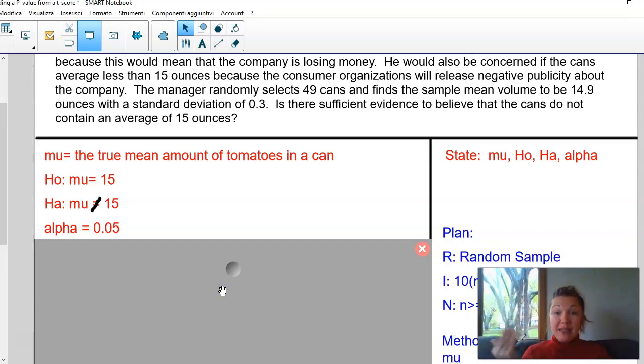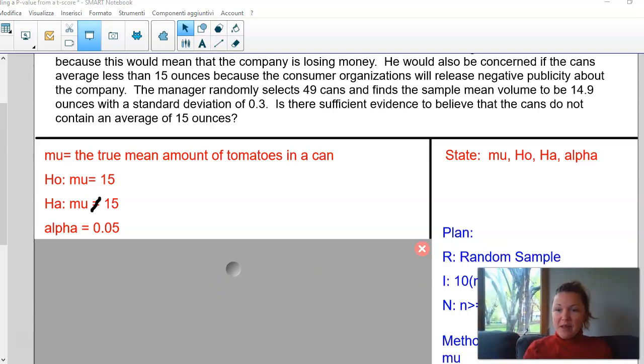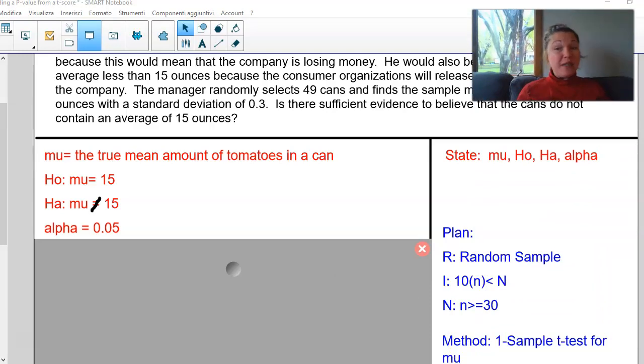Okay, so now we have the plan. That plan is the same thing that we did last week with RIN, okay? R is our random sample. I means independence: 10 times our sample size has to be less than our population size. And finally, N, our sample size, has to be greater than or equal to 30. With the method of a one sample t-test for mu.